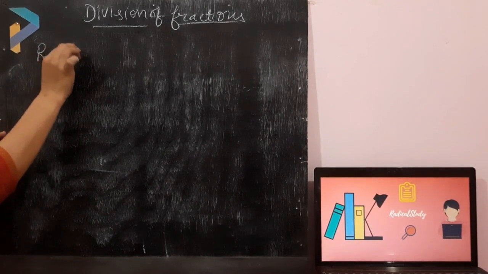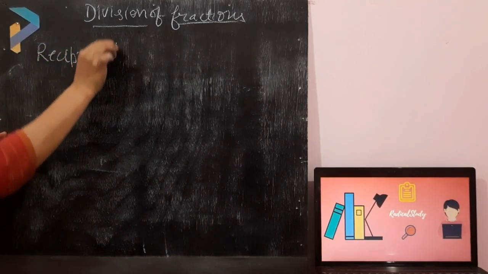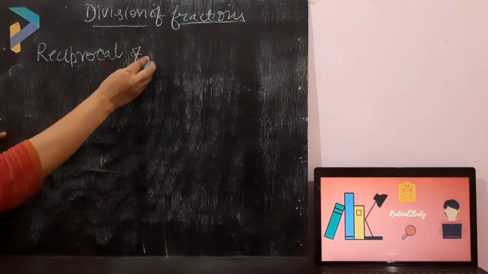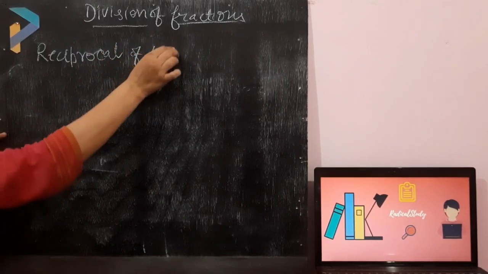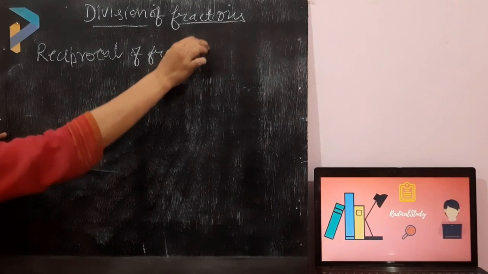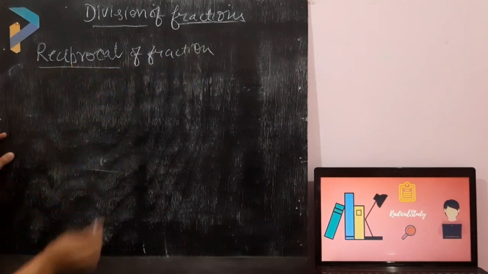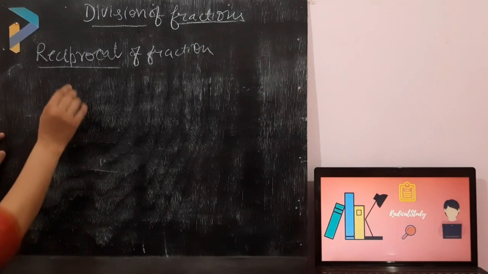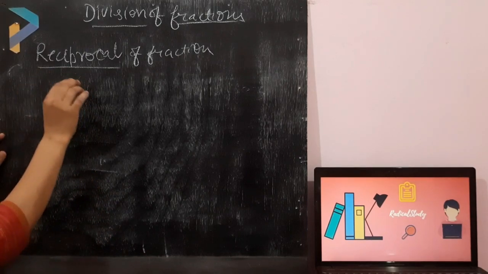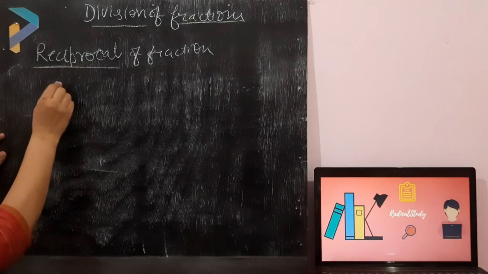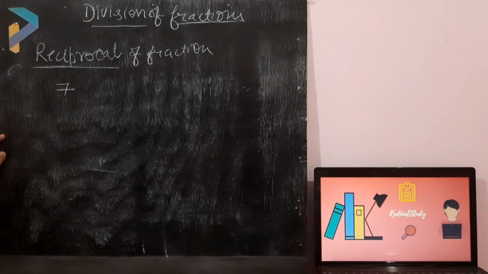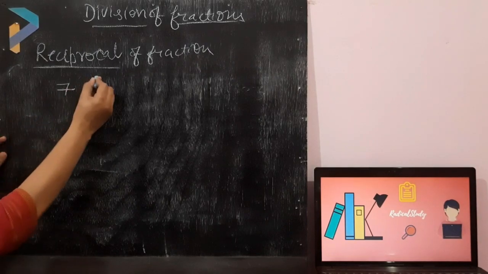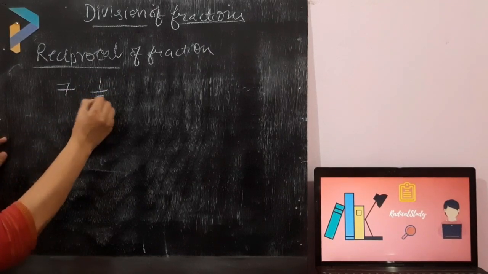Reciprocal. Now what is the meaning of reciprocal? I think you must have studied in English also. What is reciprocal? Reciprocal का मतलब होता है उल्टा. We can also say inverse. Reciprocal means inverse also we can say, but not accurately inverse is correct. Reciprocal मतलब, for example, 7 is written. Okay students. So what will be the reciprocal? The reciprocal will be 1 upon 7.